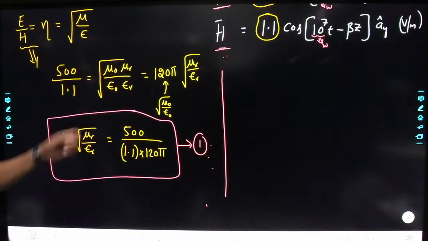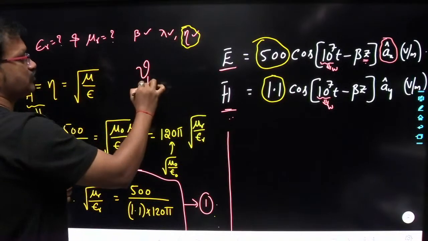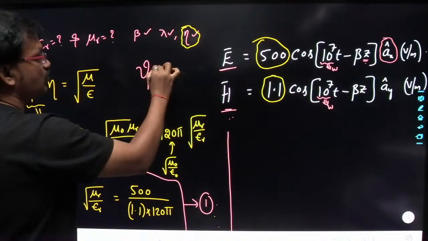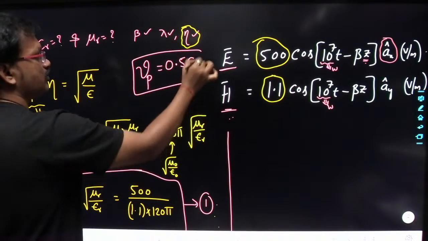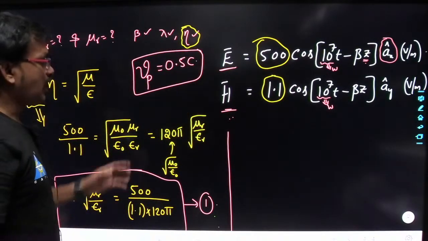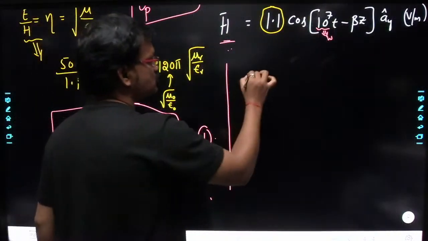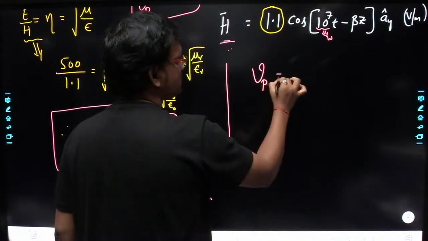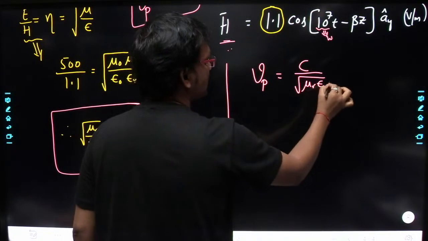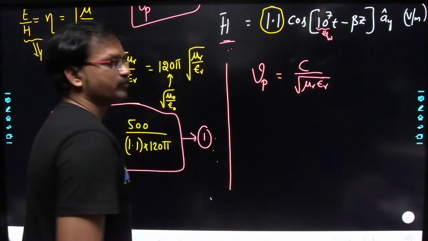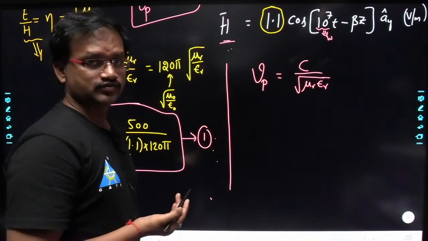Next, what they have given in the problem is that the phase velocity of the wave is equal to 0.5 times c. And we know the expression for phase velocity. The expression for phase velocity is c by the square root of mu r into epsilon r. We know this one.